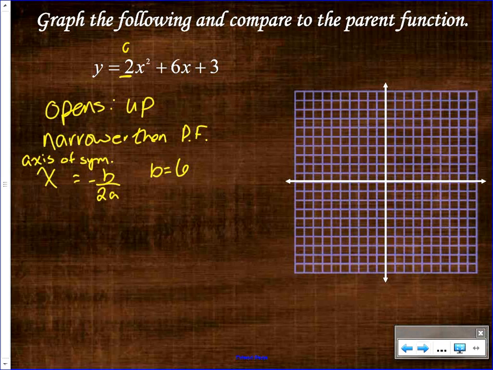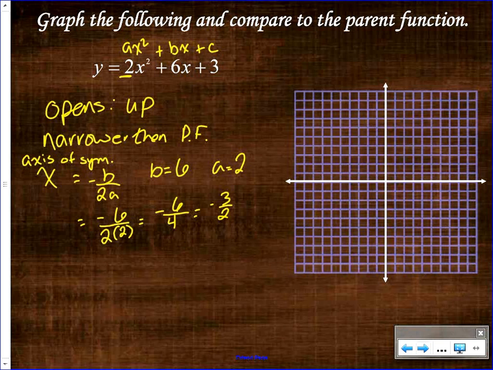Because standard form says ax squared plus bx plus c. So b is the number with the x. A is what? 2. It's the number with the x squared. Okay, take those numbers, I plug them in. So I get negative b over 2 times a, which is 2. So that's negative 6 fourths, or negative 3 halves. Is that correct? 1 1/2? Okay, so my axis of symmetry is -1 and a half.